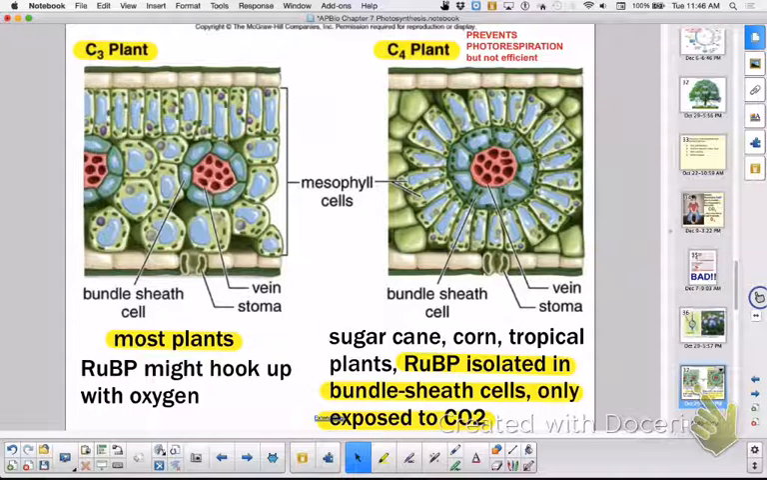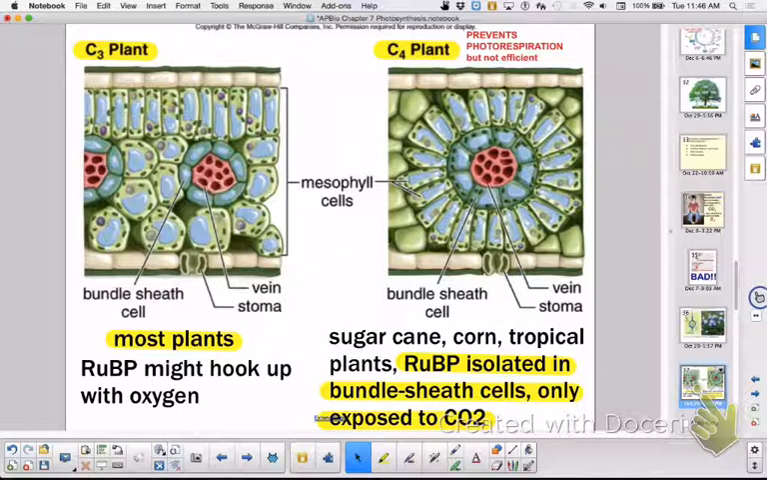These are plant cells. The bundle sheath cells go around the vein of the plant leaves, which is like their circulatory system. It's their xylem, and their phloem is right there. Okay? And what these bundle sheath cells are doing is physically separating and isolating the dark reaction, the light-independent reaction, in a different area of the plant, insulating it with these other mesophyll cells.